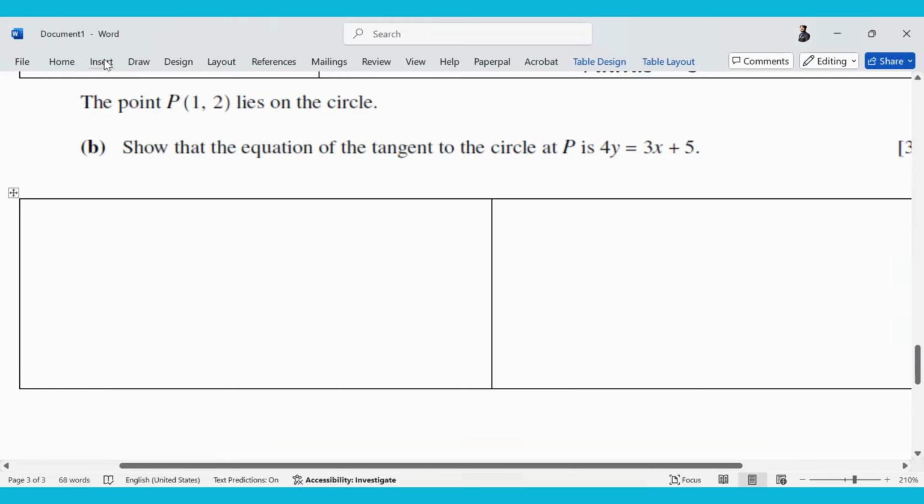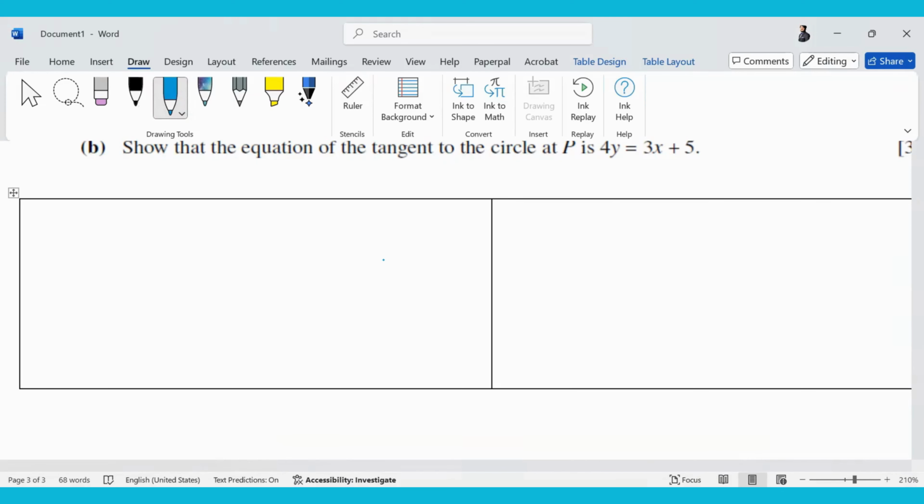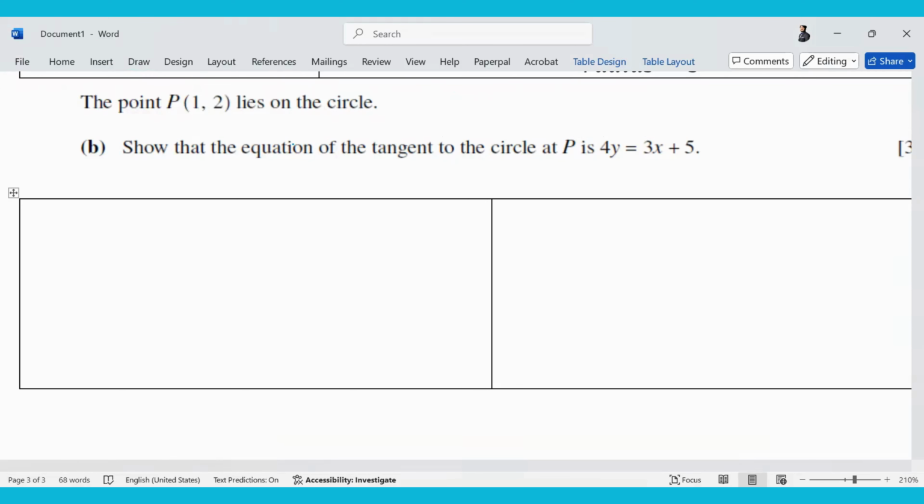Part B. The point P lies on the circle. Show that the equation of the tangent at P. Very good. Shabash. Well done. बहुत अच्छा.